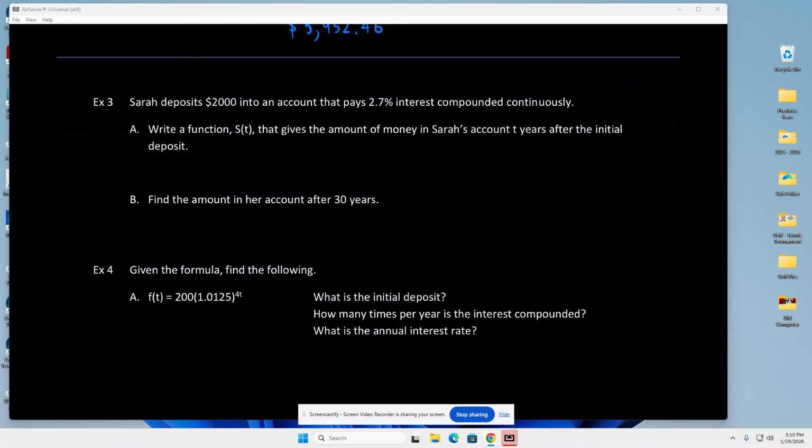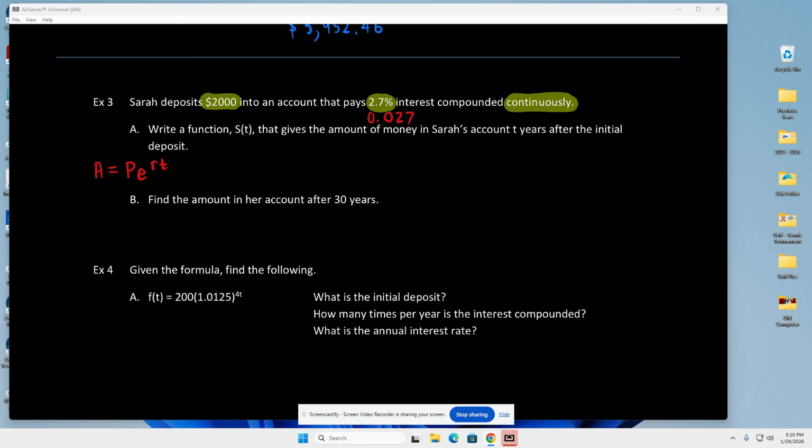Sarah deposits $2,000 into an account that pays 2.7%. Now, again, remember, that's 0.027. But look what it says. It's compounded how? Continuously. This is your A equals P e to the RT, which is quite simple.